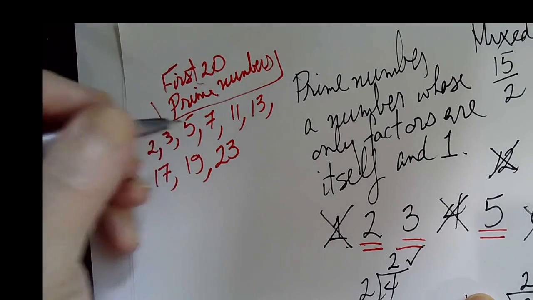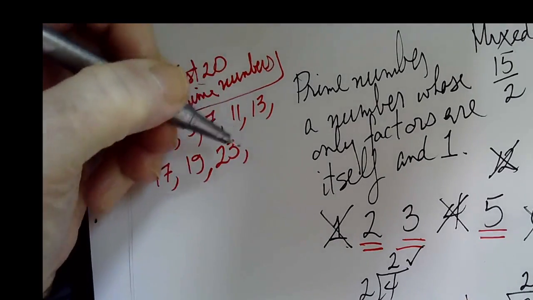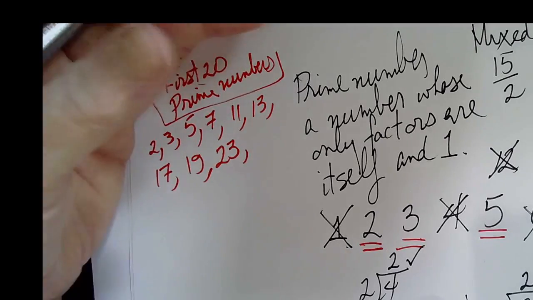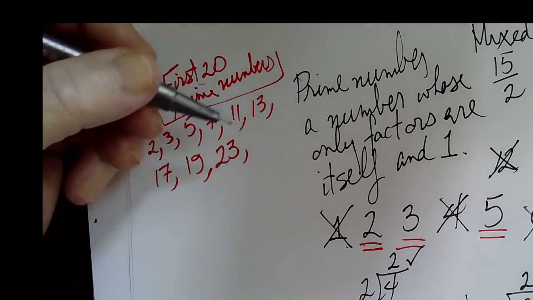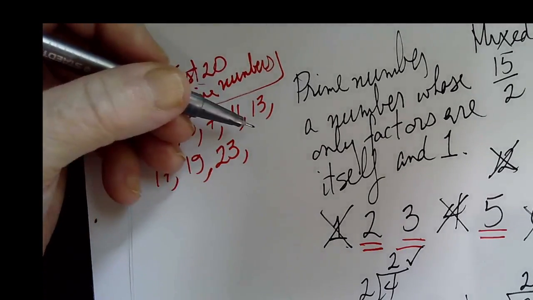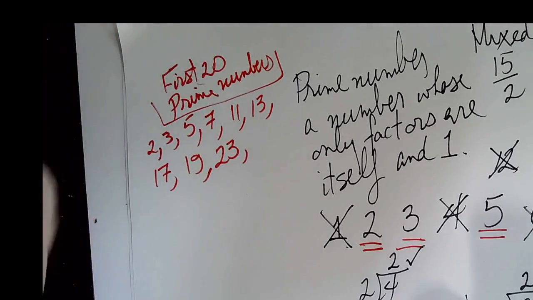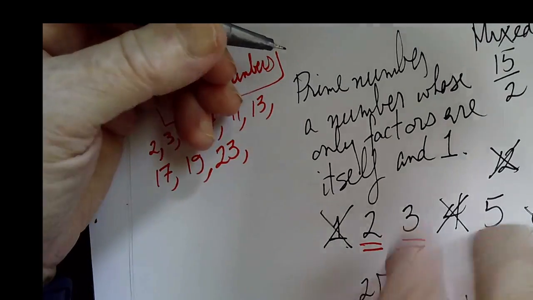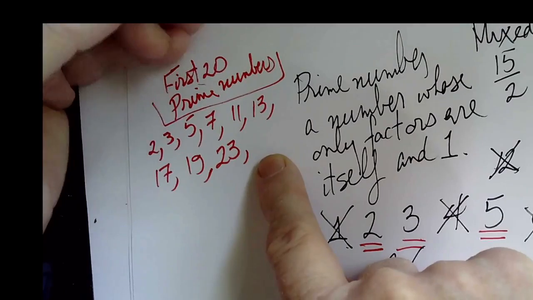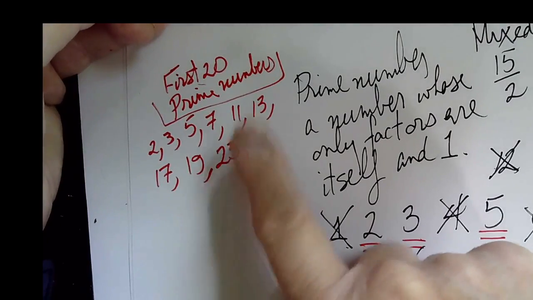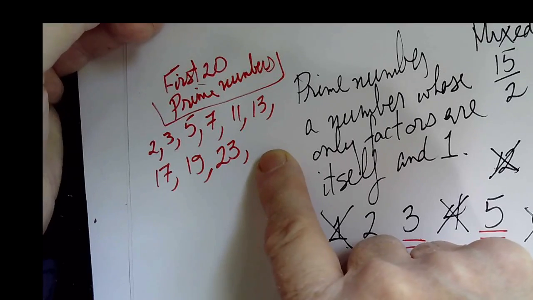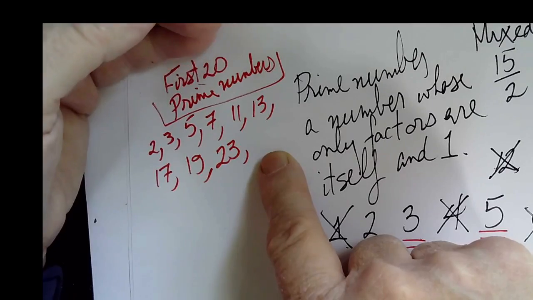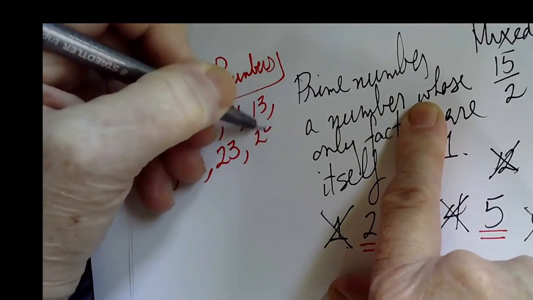22 is 11 times 2. 24 can be written loads of ways, 6 times 4, 8 times 3. 25 is 5 times 5. 26 can be 13 times 2. I guess that's its only factoring, but still it's got one. 27, 9 times 3. 28, 14 times 2, 7 times 4. 29. 29 is the next one.